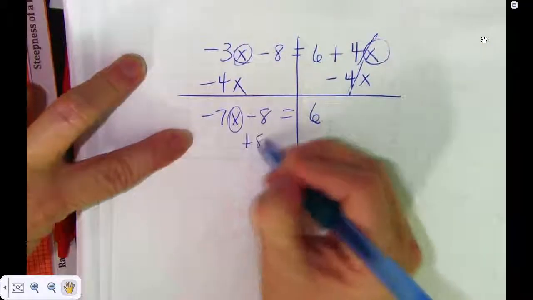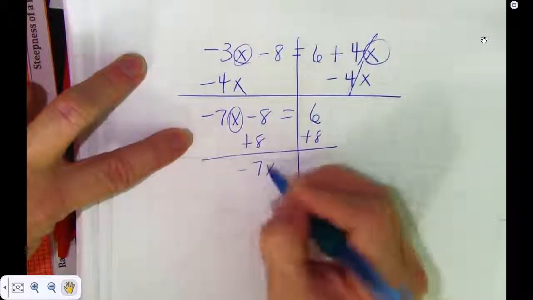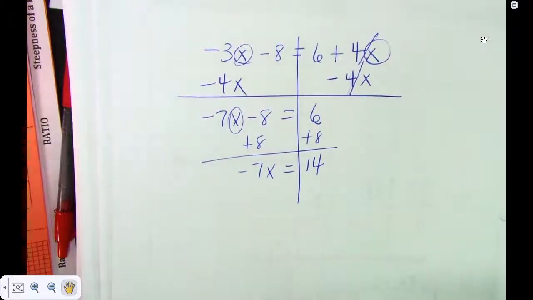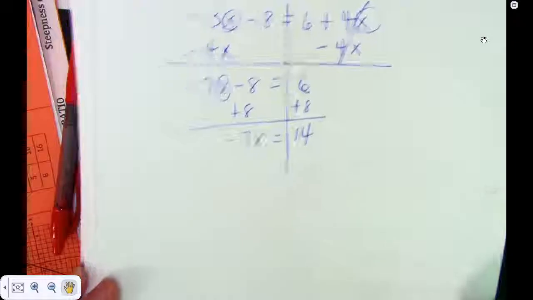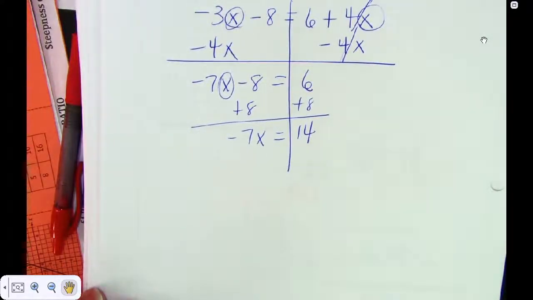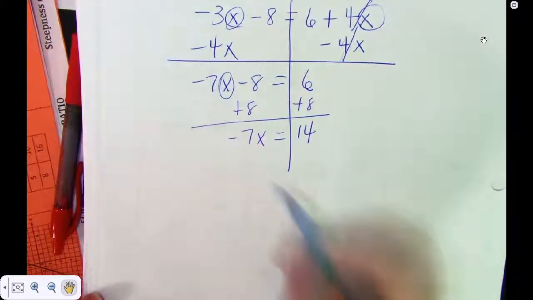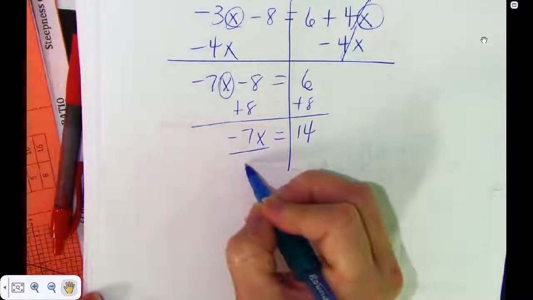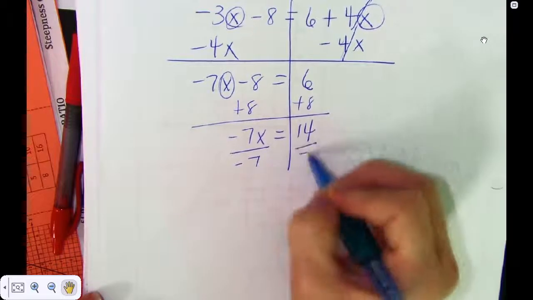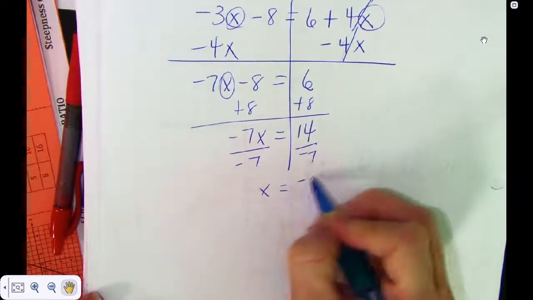So we're going to add 8 to both sides. Negative 7x equals 14. I'm giving people time to finish this that didn't get it finished. When you get to this point, this should be easy, huh? I'm going to divide by what? 2? No. Negative 7. And then x equals negative 2.